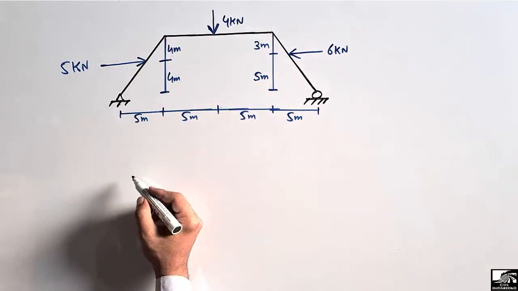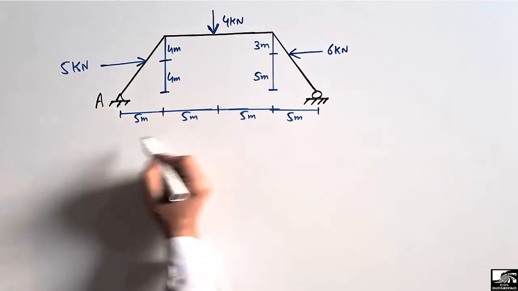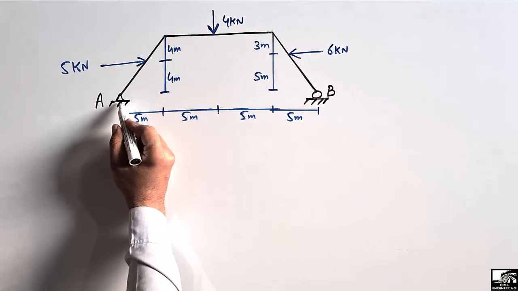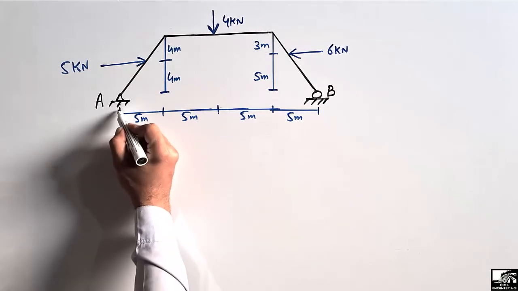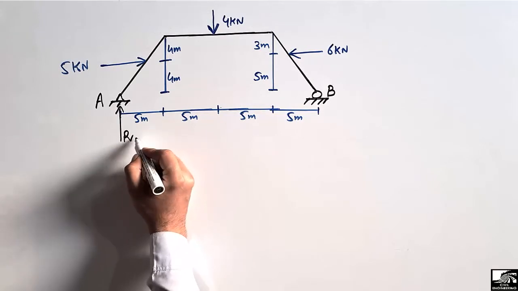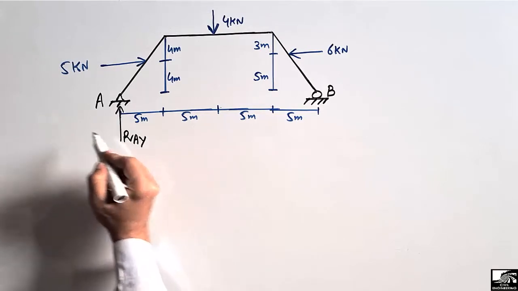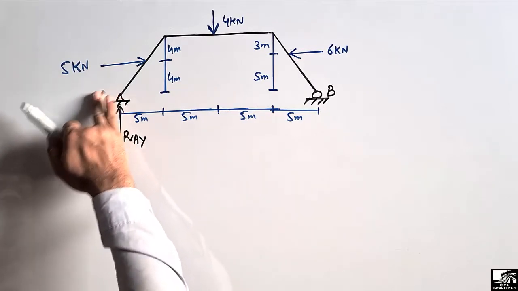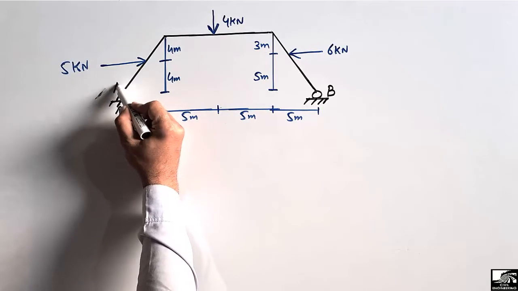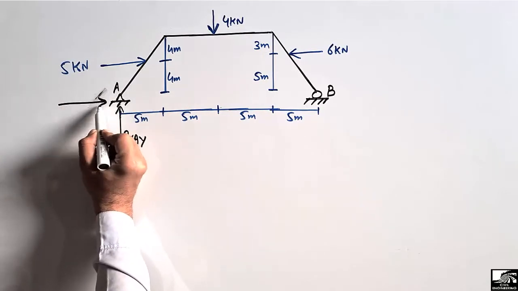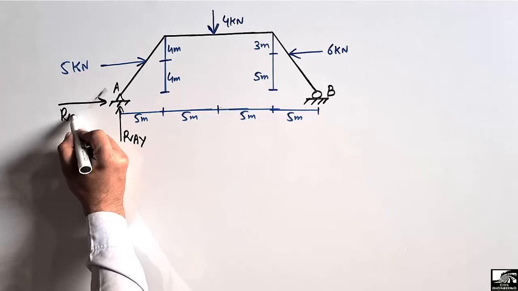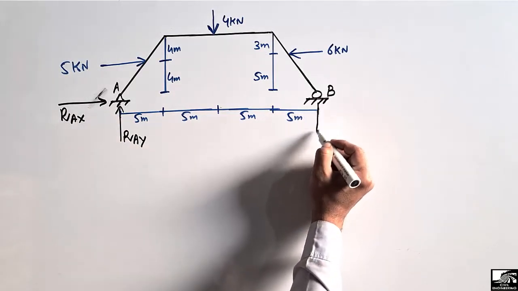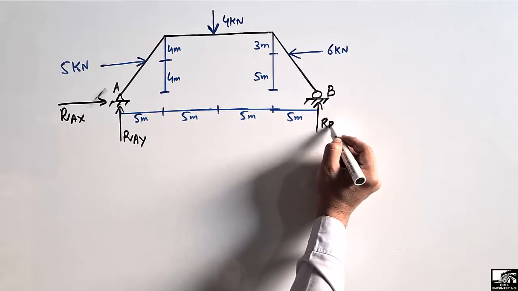So to find out the support reactions, let's consider this is support A and this is support B. Let's suppose this is a hinge support. So the reaction we take is acting in the upward direction, RAY, and since this is a hinge support, it has the ability to resist the horizontal load. So if I name it A here, this will also take the horizontal load, which let's suppose is RAX. And this is a roller support, so it can only take the vertical load, which will be RB.